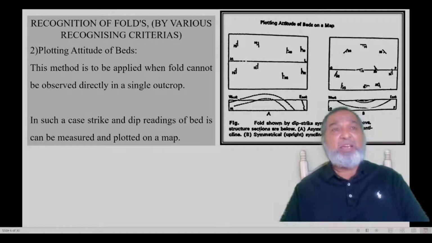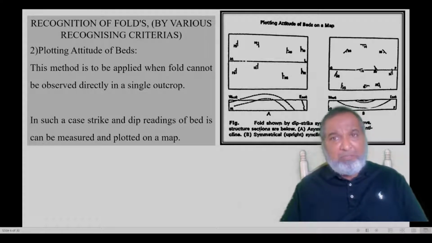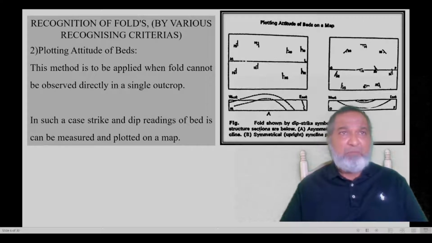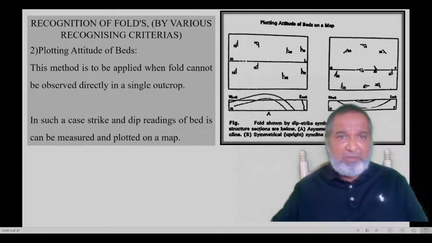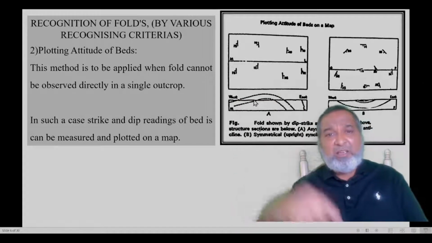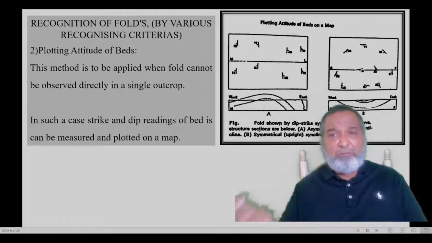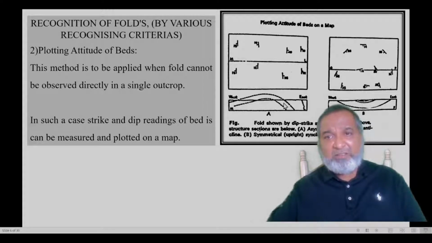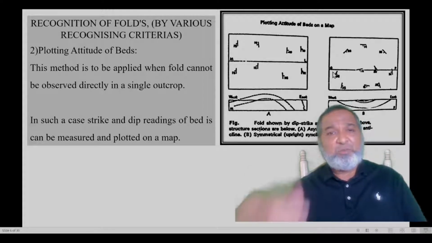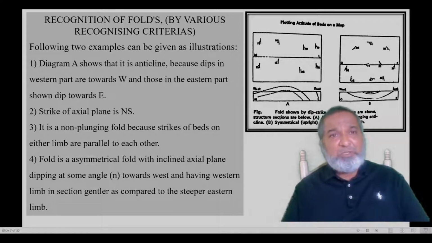Second one, plotting the attitudes. Whatever readings you have taken in the field, these readings, strike and dip of those particular beds, we plot on this, and we are trying to reconstruct what type of structure is there with simply the readings which we have taken in the field. Now we have plotted and we have taken the section, and now I can see in this section, this is anticline, this is syncline. So this is the way you are going to make out the plotting of the attitudes.